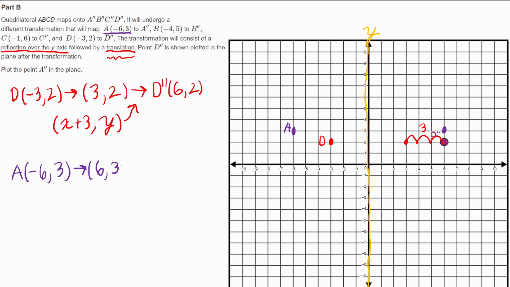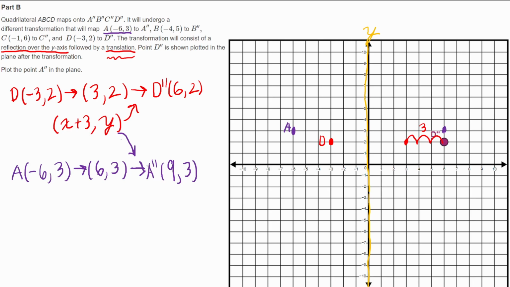So now that we have that floating point, what's that second step we have to do? Remember, it's this translation rule that we found here. We need to move it 3 to the right. So in order to find A double prime, what do we do? We add 3 to my x coordinate. So we get 9, because 6 plus 3 equals 9. And then my y coordinate stays the same, so that should still be 3.